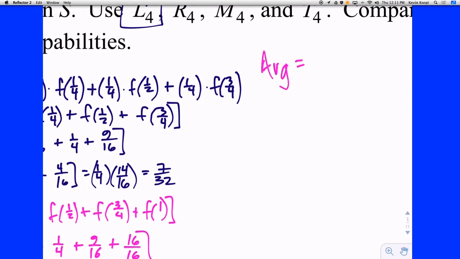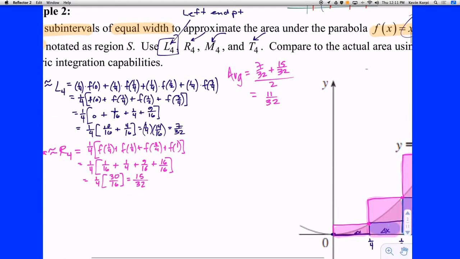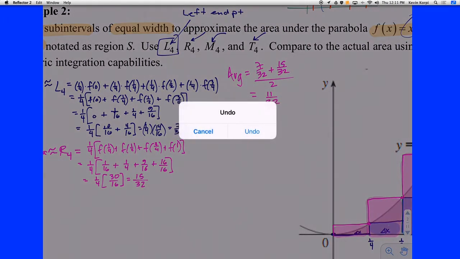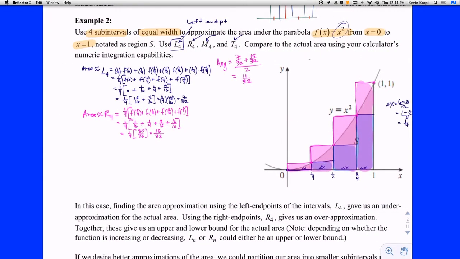The average of the two would be 7/32 plus 15/32 divided by 2, right? And that would give you, what, 22/32 divided by 2, which is 11/32. So I don't know how close 11/32 is to the actual, sorry, but I do know that it's probably a good compromise, because notice one of them is too big and the other one's way too small by what appears to be roughly the same amount. And so it could work. We'll find out in the end here.